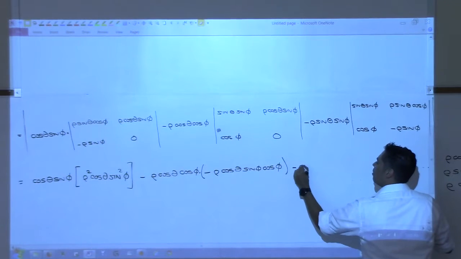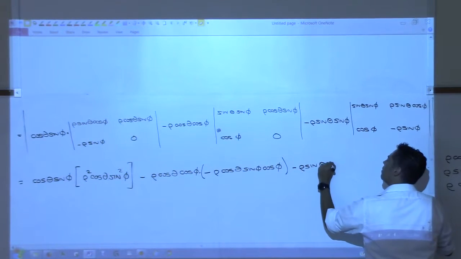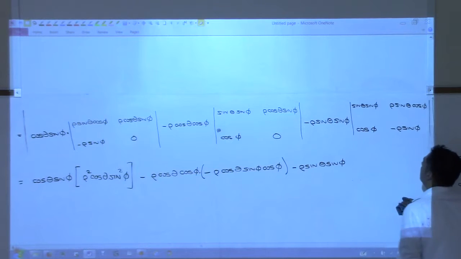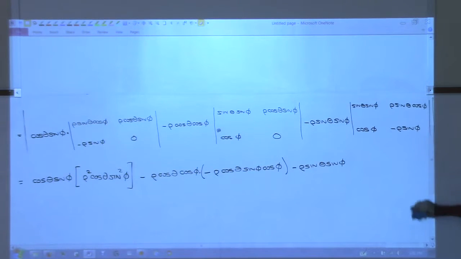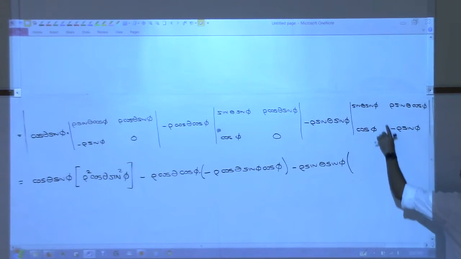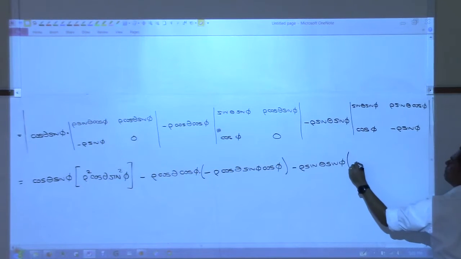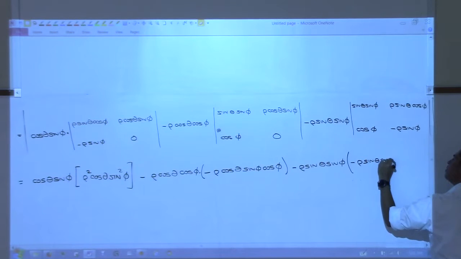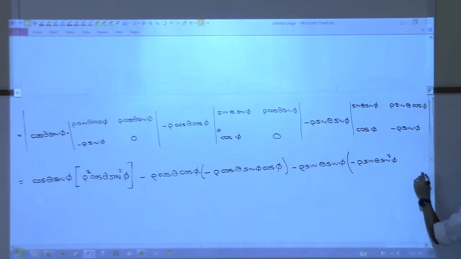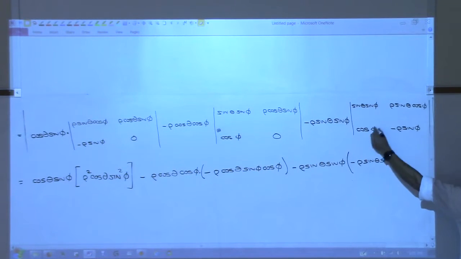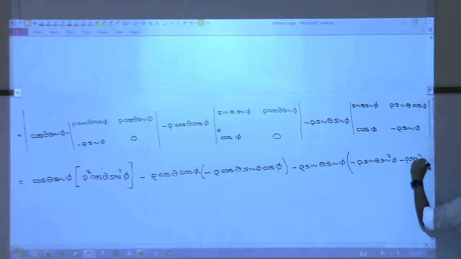Finally, minus rho sine theta sine phi. And unfortunately, there's not a 0 in this one. So here to here, we've got minus rho sine theta sine squared phi. And then minus this, right? So minus rho sine theta cosine squared phi. Yes.